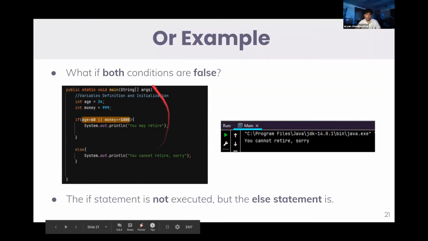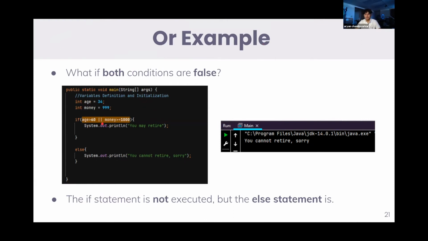So here, let's say you want to retire, okay? And we have our age and we have our money. The general age for retiring is 60. So if we were 34 and we had $999, if our age is greater than 60 or our money is greater than or equal to 1,000, I can retire because I have enough money to retire or I'm old enough to retire. Else, I cannot retire. In this case, I'm not old enough, so I can't retire. But if I was young and I had over $1,000, I could retire, but I don't. So the whole thing is scrapped here and I can't retire.